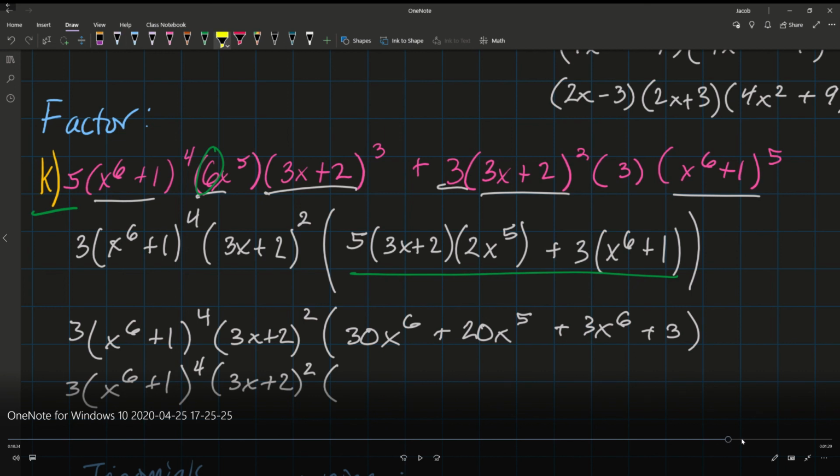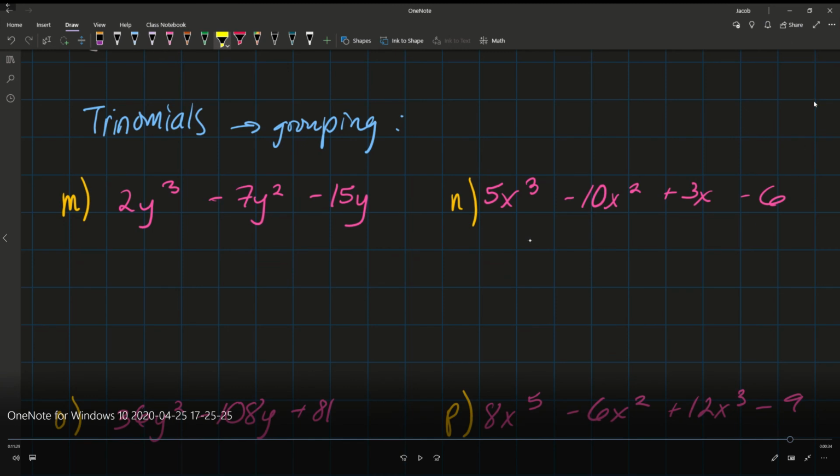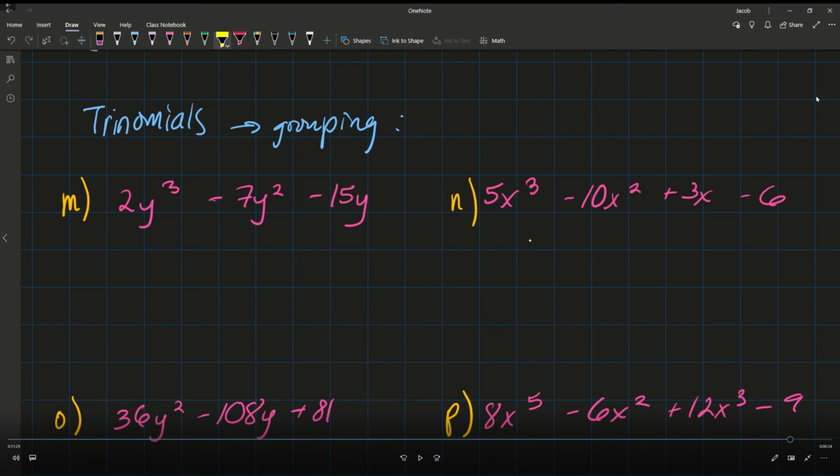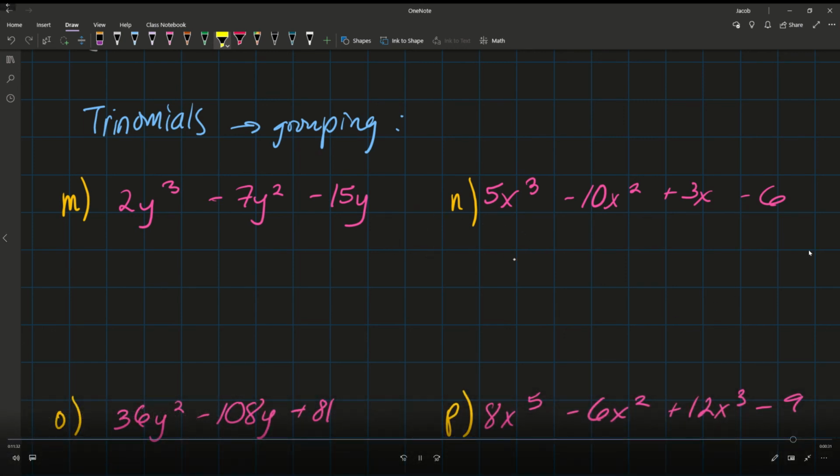So this is about going to wrap it up. The trinomials, you've factored a lot of trinomials. I'd like you to try these and see how well it goes. You can pause this screen if you'd like, and you can try them for yourself.